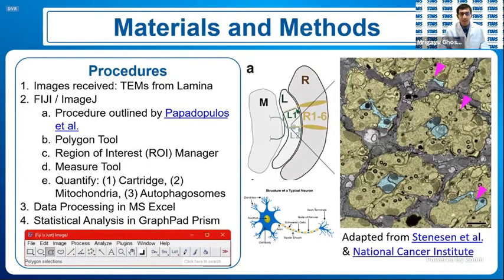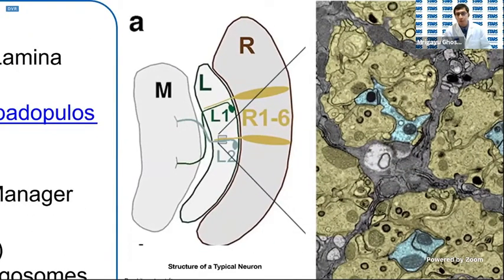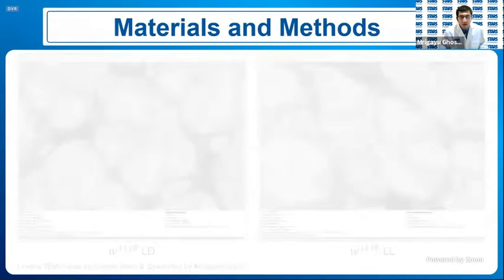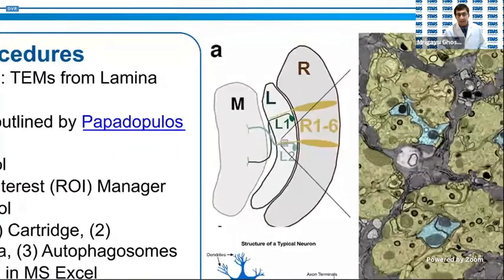So as you can see here, here's a schematic of the fly visual system. The R is the retina. The R1 through R6 are the photoreceptor cells, and L. Sorry about that. Yes. So the L right here is the lamina, and L1 and L2 are the lamina dendrites.